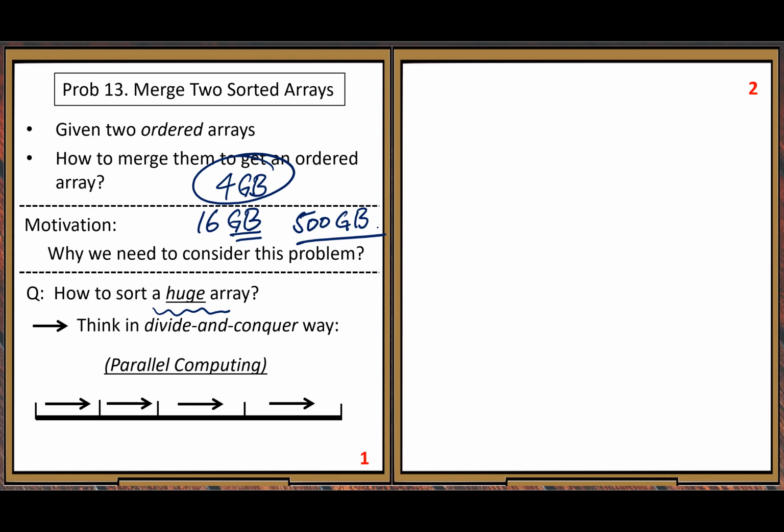Because when we break the big array into smaller pieces, we can do parallel computing, right? We can send each subarray to one parallel processor. So using this way, we have many use cases for this special divide and conquer way. But at the end, you need to merge two sorted arrays.